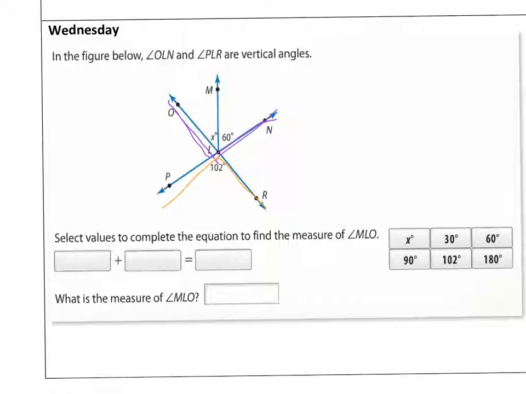Select the values to complete the equation to find the measure of angle MLO. So we're going to use the information over on the right where the different angles that they provide us with. What is the measure of angle MLO? So make sure you use the given information that we see in the original problem, and we have to substitute in some of these values.